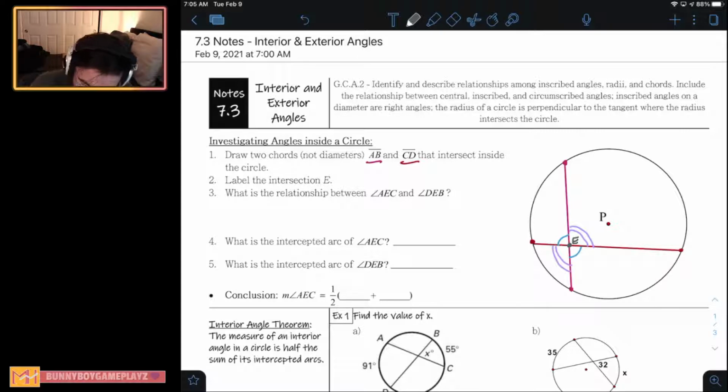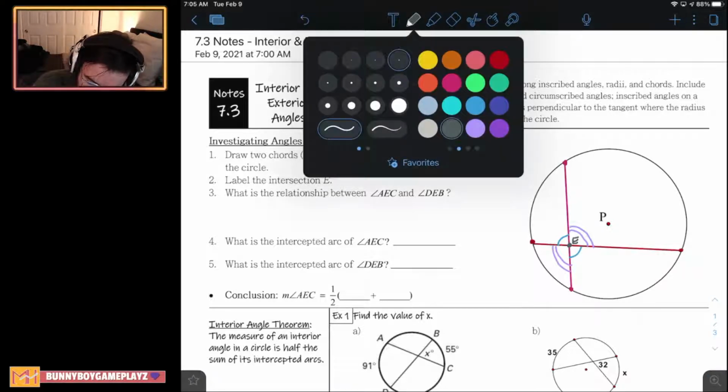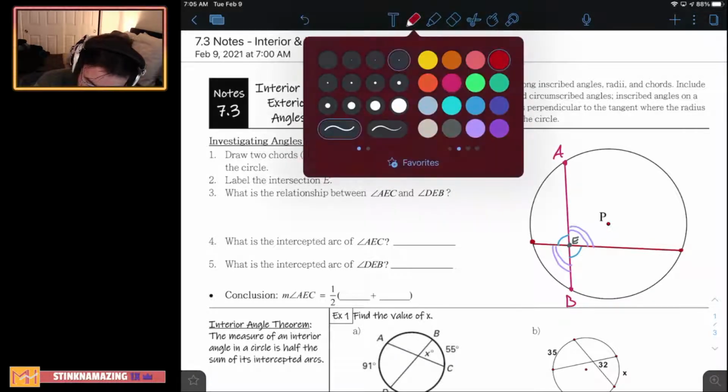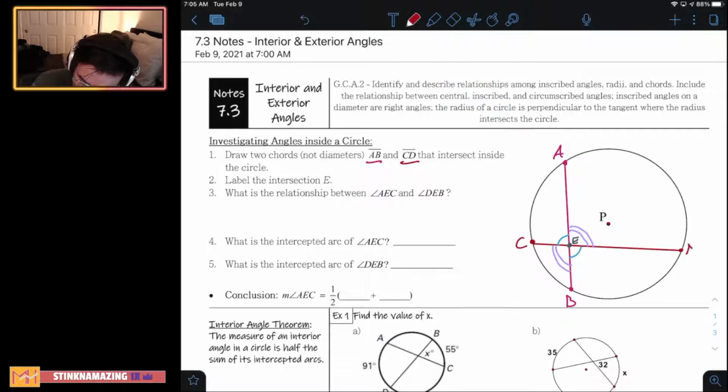What is the relationship between A, E, C? I forgot to label the letters, so let's label A, B, and C, D. What is the relationship between AEC and DEB? Well, that's what I just said. They are vertical angles, AKA, they're equal. Vertical angles are the same size.